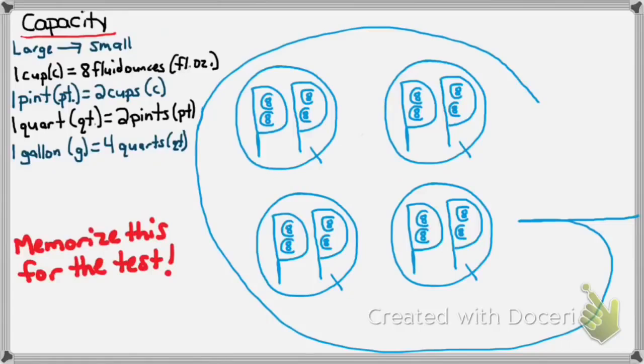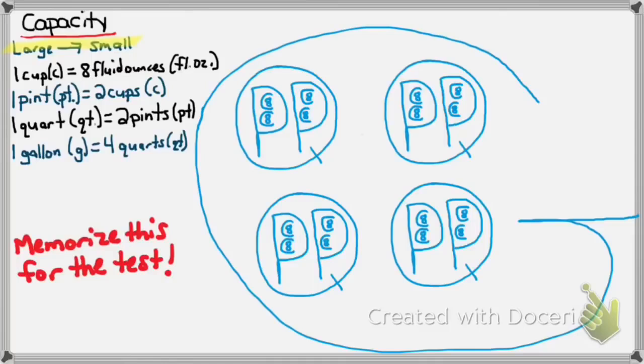This is our capacity conversions chart. On the left-hand side, we see some of the conversions. So we go from large to small. 1 cup equals 8 fluid ounces. It's called fluid ounces when you're working with liquids and capacity, so you have to have the fluid in front of it. 1 pint equals 2 cups, 1 quart equals 2 pints, 1 gallon equals 4 quarts.